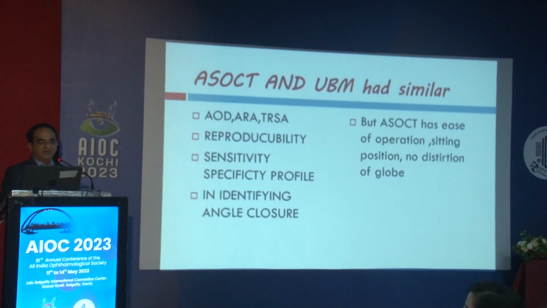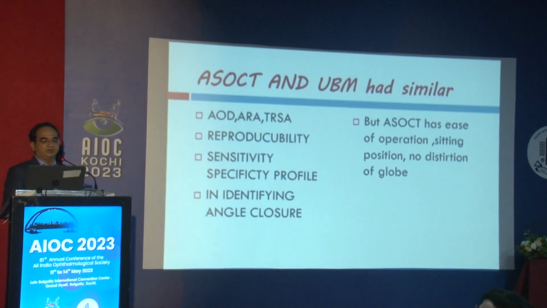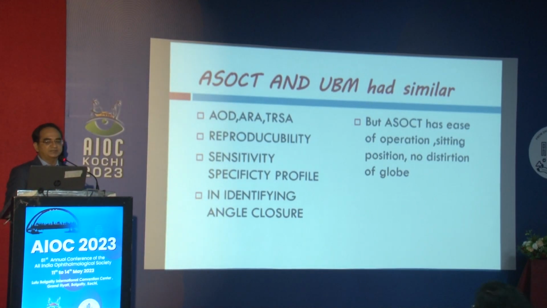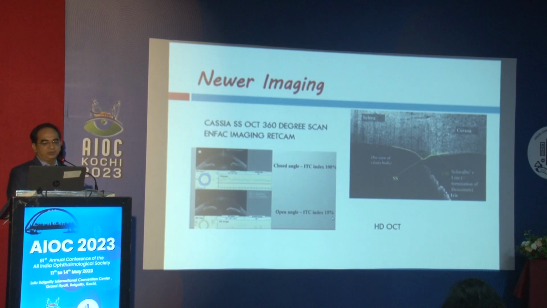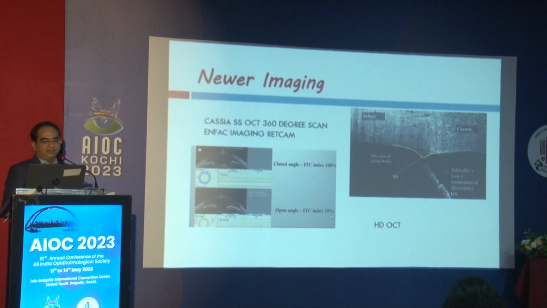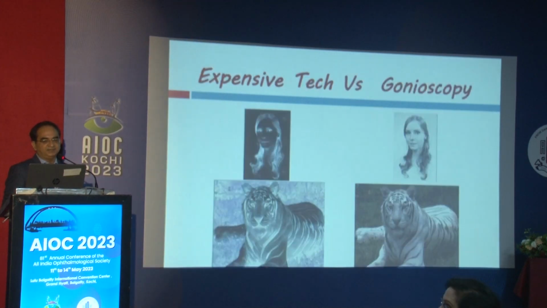Both are similar, but ASOCT has ease of operation, sitting position, and no distortion of the globe. Newer imaging is coming, like this CASIA SS-OCT. It can clearly tell about the closed angle iridotrabecular contact index. And the right one is the HD OCT, with Schwalbe's line clearly visible.